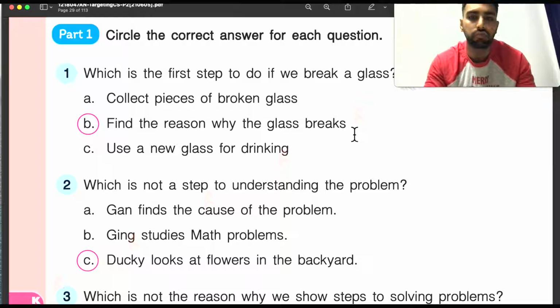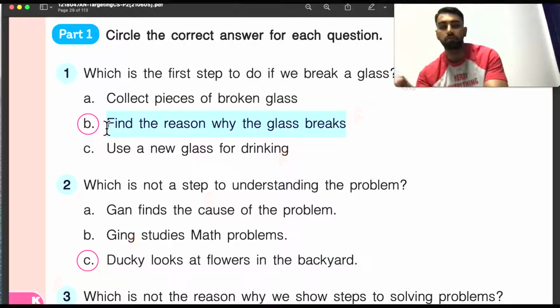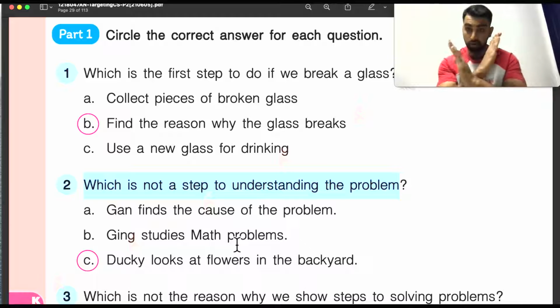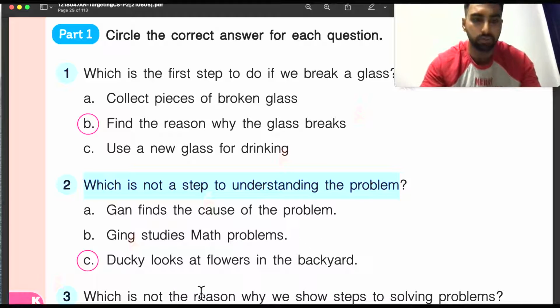So the correct answer will be B, because we have to find the reason for breaking the glass. All right, number 2: which is not a step of understanding the problem? C will be the correct one.